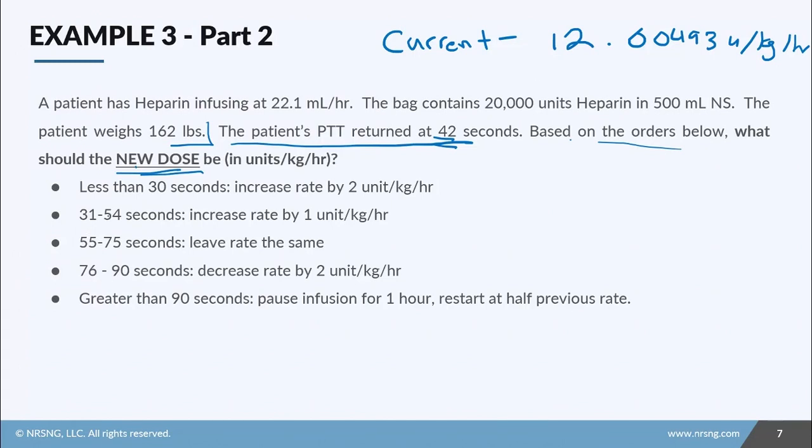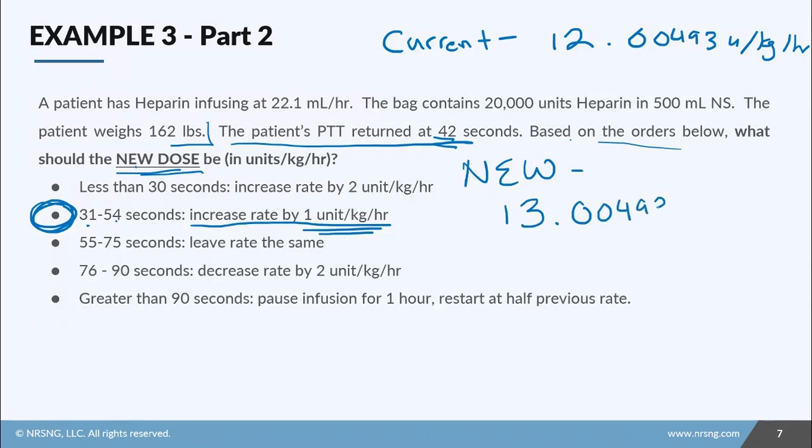So 42 seconds falls right in here between 31 and 54. So we need to increase the rate by 1 unit per kg per hour. So now the new dose, instead of 12.00493, is going to be 13.00493 units per kg per hour. That's it. That's your second step. This is where we're headed. So let's go to part 3.